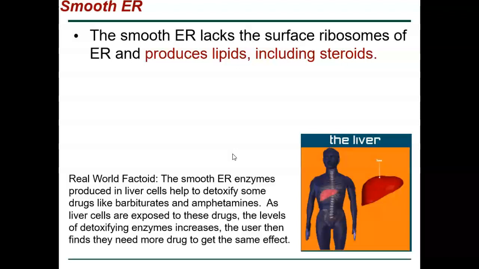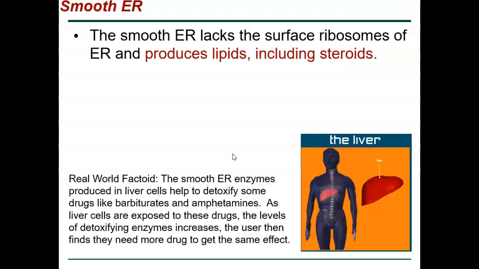And then the person feels like in order to reach the same level of high, they need to take more and more of the drug. And that's how you can end up with a drug overdose, because you finally get to a level where your body can't help you break it down.